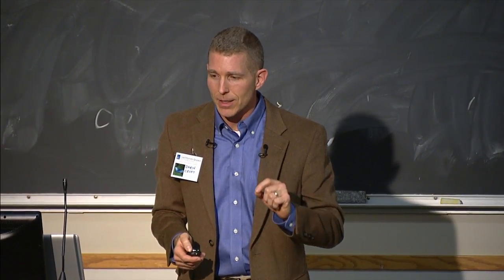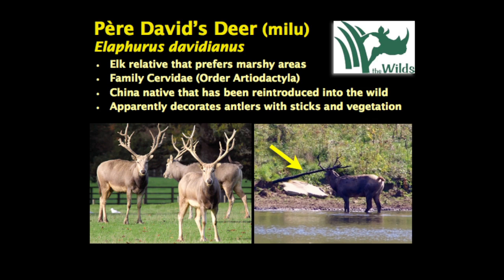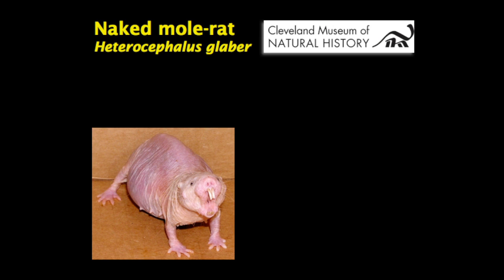And on top of it, these things apparently decorate their antlers with sticks and vegetation. This is not a great picture, but I took this at the Wilds, and look at that. It's like a 2x4 size thing that's 6 feet long, and he's just hanging out. And you'll see him with moss on there too. So antlers are all about combat and attracting the females, and I guess that's what these deer do. That's worth seeing them right there.